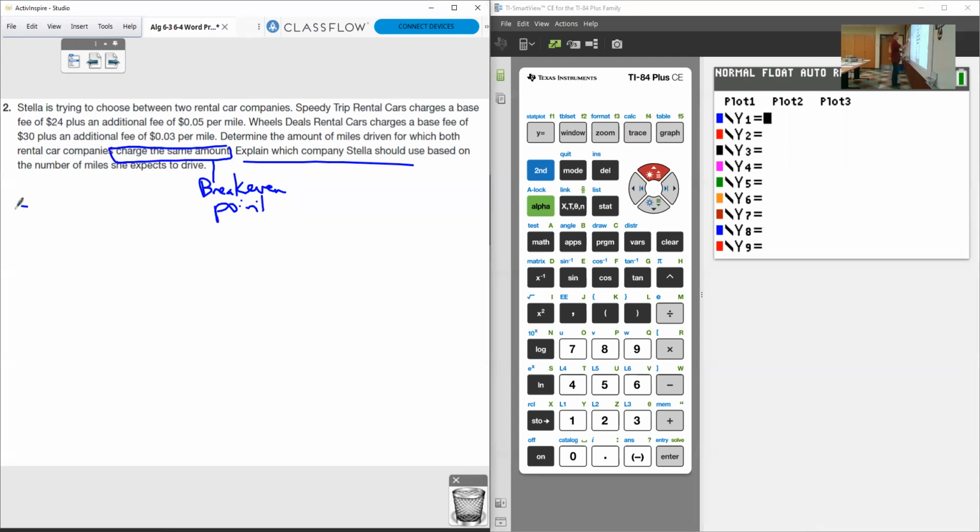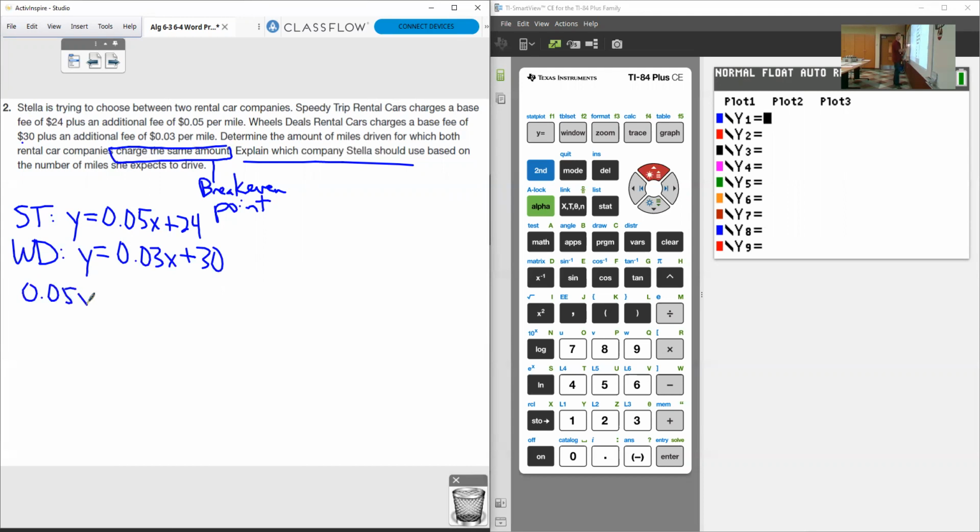So we have Speedy Trip rental cars. Speedy Trip rental cars charges 5 cents per mile. So 0.05x plus 24. And Wheels Deals rental car company charges 3 cents per mile plus $30. So the first thing that we want to do is find the break-even point. So we want to set these two things equal to each other.